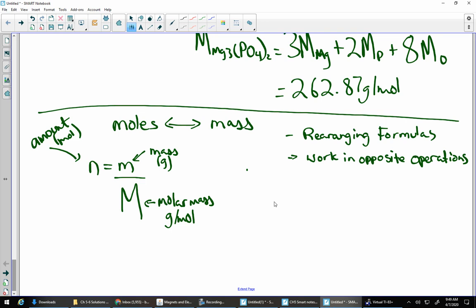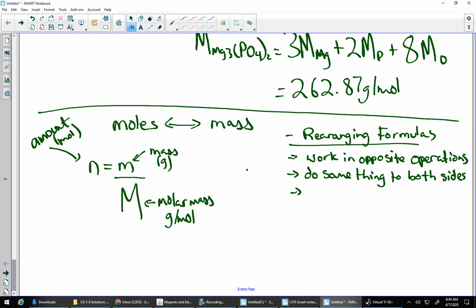Anytime you want to move something, you always have to think, okay, well, I'm dividing by capital M, I got to multiply by capital M. So work in opposite operations. What we do to one side, do the same thing to the other side. So do the same thing to both sides. And those are sort of the really, really, really big ideas for everything we realistically need for Chem 20.